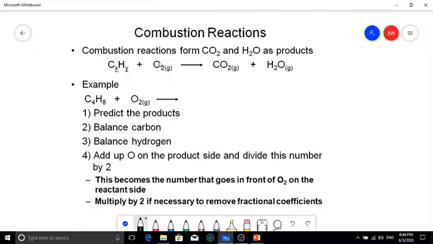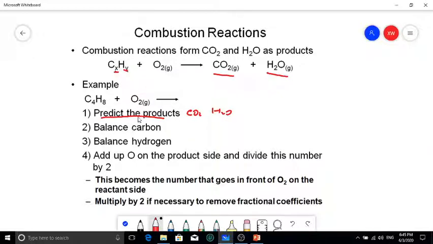Now for this type of combustion reaction, I can't overstress this: the products are guaranteed to be carbon dioxide and water. What I mean is you can have any X and Y. If you have any X and Y's like this, carbon a number, hydrogen a number, this compound is always going to give you carbon dioxide and water. So the first thing, predict the products, is going to be really simple.